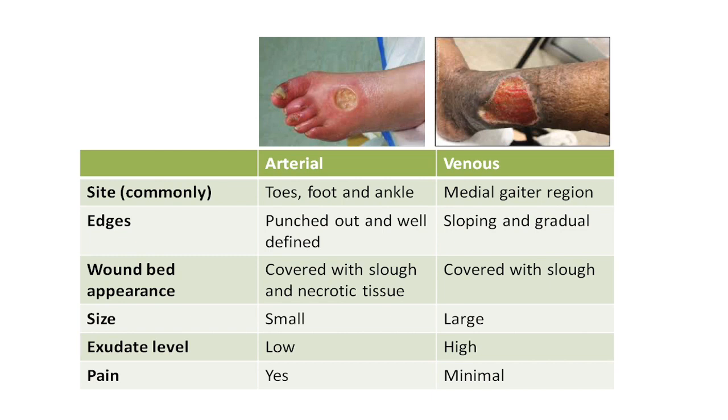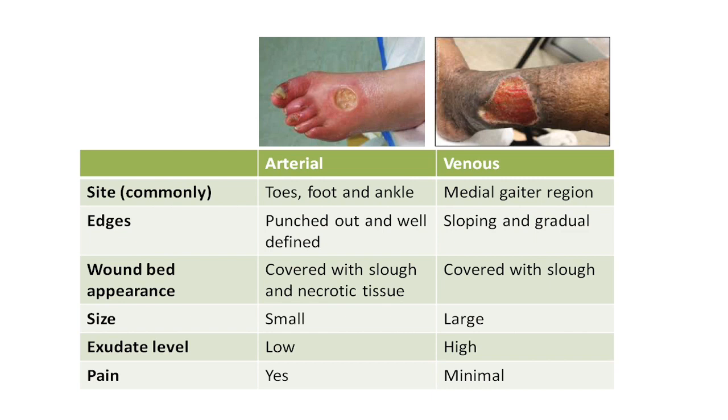Edge: the arterial ulcer is punched out and well defined, the venous is sloping and gradual. Wound bed appearance: arterial is covered with slough and necrotic tissue, venous is also covered with slough. The size of arterial ulcer is small, as you see here. The size of venous ulcer is large. Exudate level in the arterial ulcer is low, high in the venous ulcer.